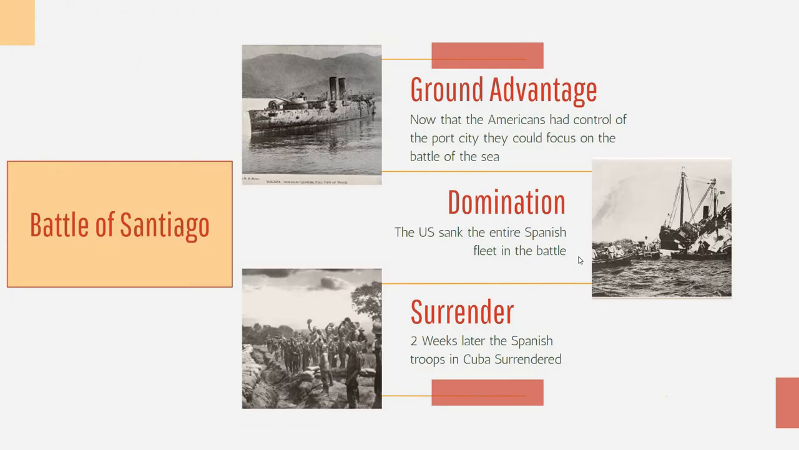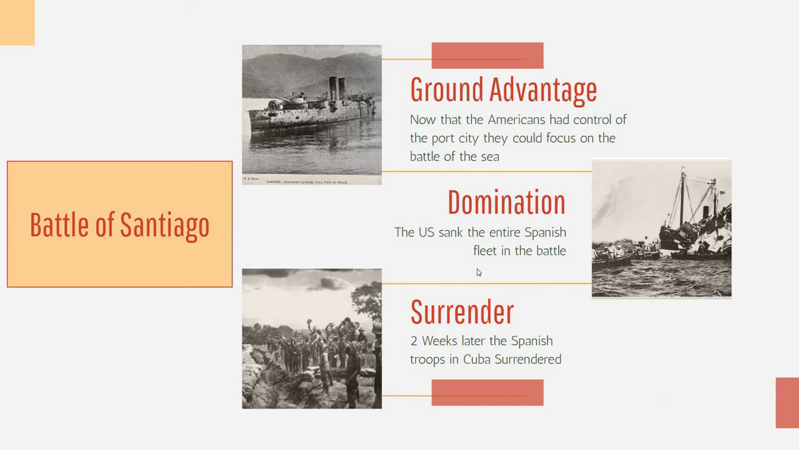So it kind of was the opposite here of what happened in the Philippines. The United States took the ground advantage first. So they took those hills, they took the city of Santiago, and then they focused on the sea. They focused on the battle at sea. So it kind of flip-flops from the Battle of the Philippines.